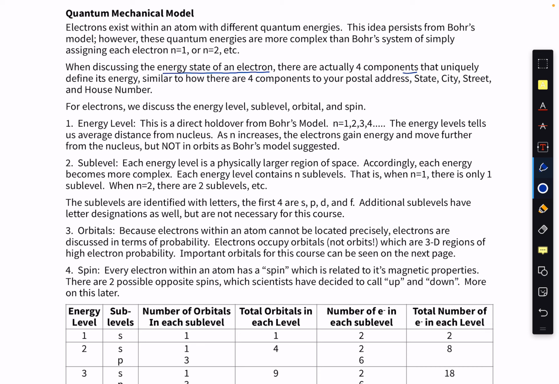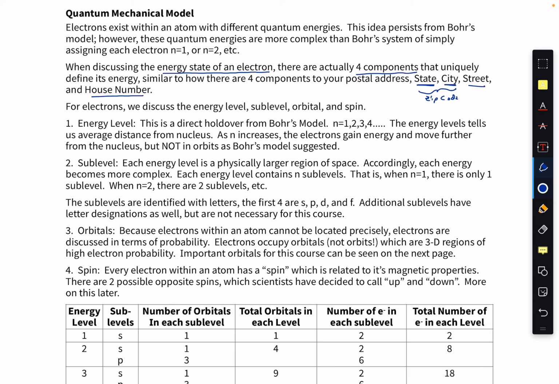actually has 4 components. And the analogy that I like to use here is, think about your postal address. When someone wants to send you a letter, they need to get the state that you live in and the city, which again the postal service will try to combine together into a zip code, and that's fine. But you also need to know what street you live on and your house number. And so when we're assigning energies to electrons, we have to think about the components of its sort of electron address, if we want to think of it that way. And so every address has a specific energy associated with it.